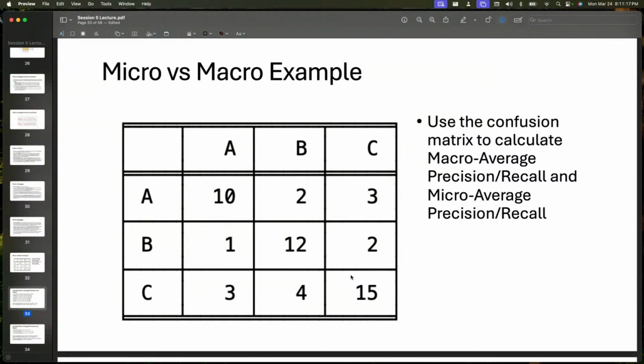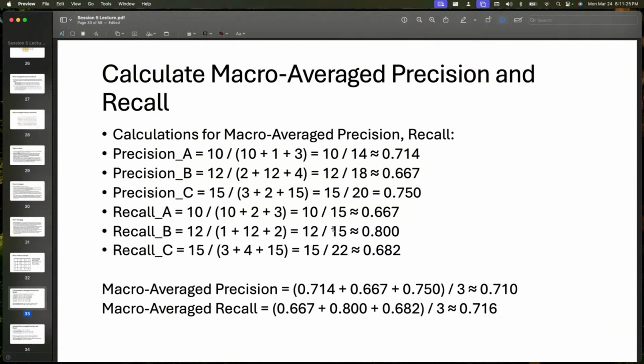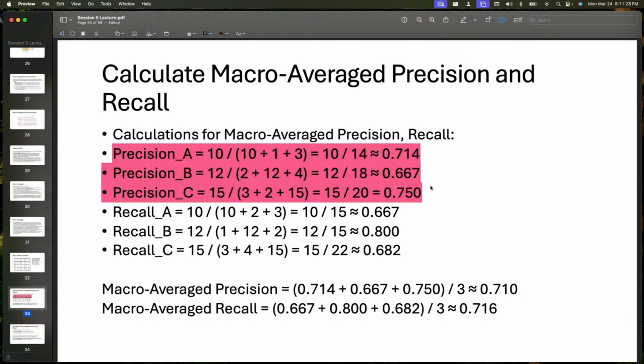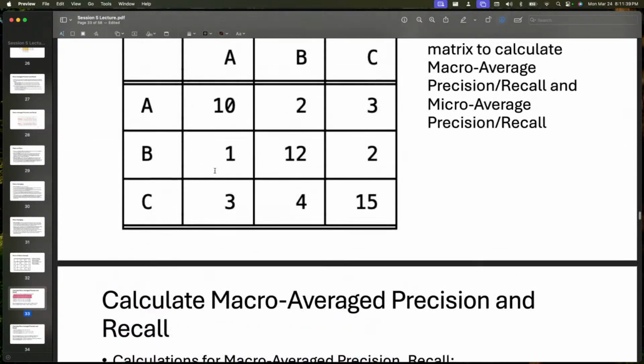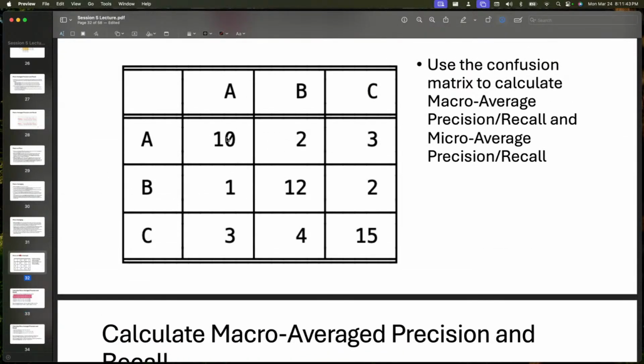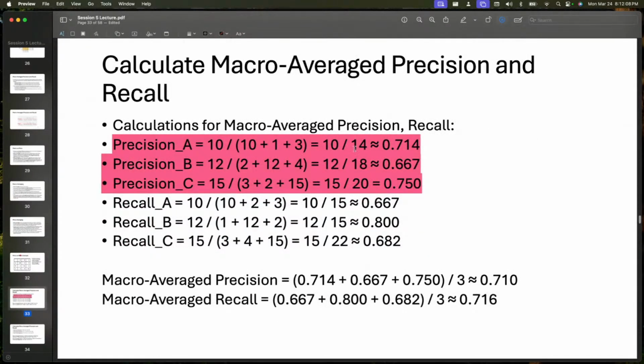So here we have a confusion matrix, and if we wanted to calculate the macro average precision and recall and the micro average precision and recall, we would first calculate the precision at each class. So the precision at class A is going to be 10 over 10 plus 1 plus 3. 10 is when we're correct, and 1 plus 3 are the two situations in which we're incorrect. Y pred is on the top, and y true is on the side. We predicted A, and it was actually B one time. We predicted A, and it was actually C 3 times. So we can take 10 over 14.